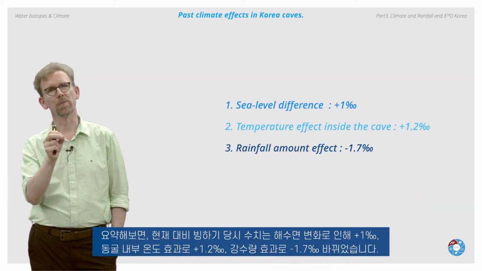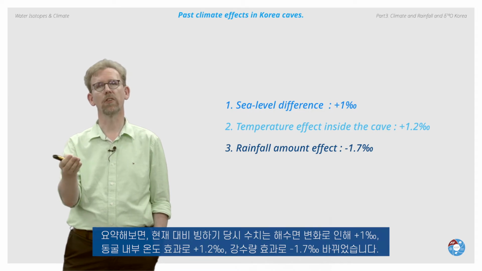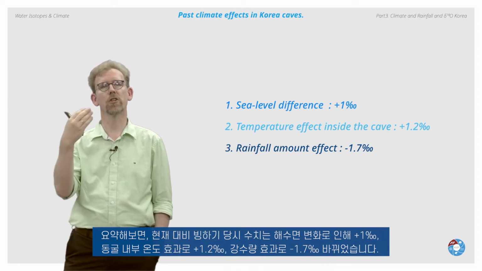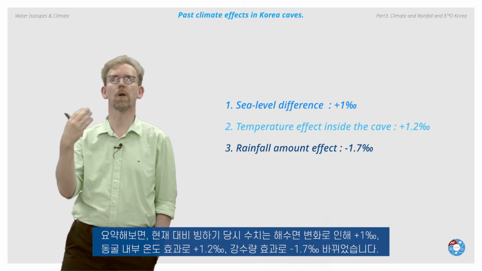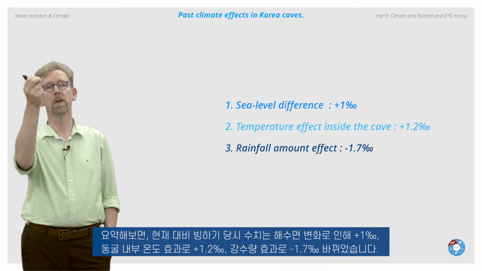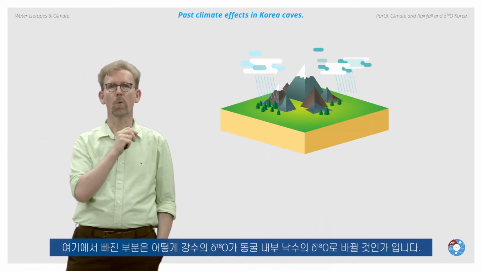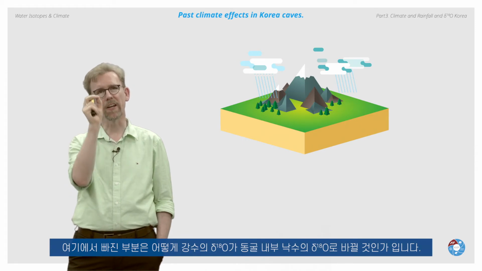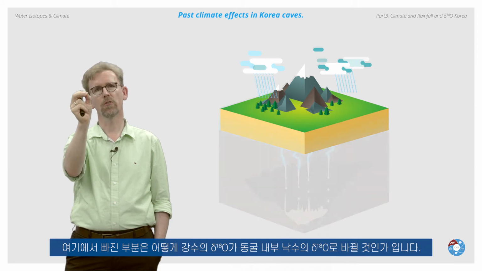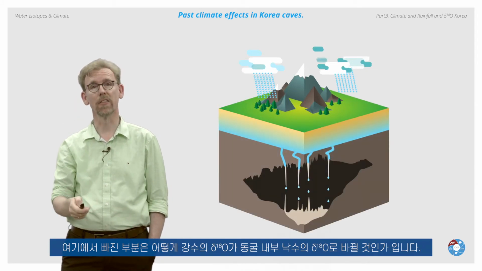Let's summarize here. The sea level difference glacial minus present day is plus 1 per mil in d18O. The temperature effect inside the cave is plus 1.2 per mil, and the rainfall effect would be minus 1.7 per mil. What we are still missing here is an understanding of how rainfall d18O turns into drip water d18O inside the cave.